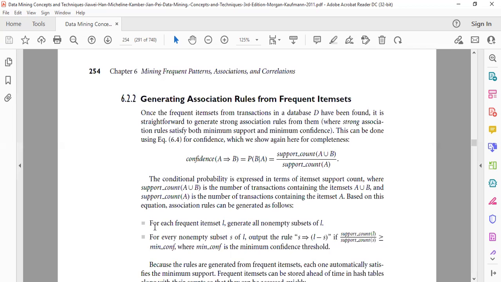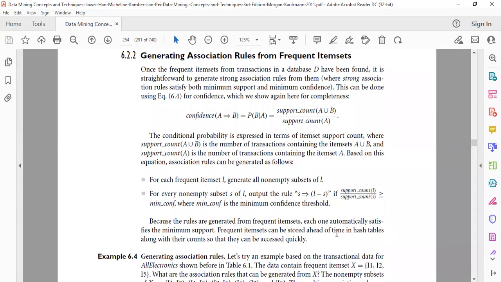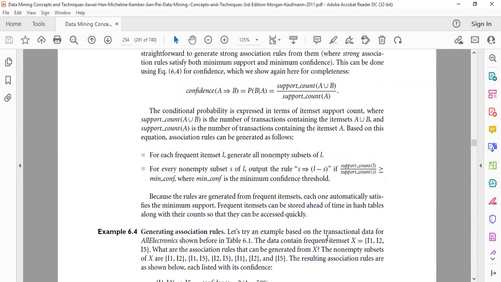In the first step, for each frequent item set L, we generate all non-empty subsets of L. And from all non-empty subsets S of L, we output the rule in the form of S arrow L minus S. So S means the non-empty subset S and L is the entire set. This rule is a strong rule if the confidence is greater than the minimum confidence. So we just check for the confidence threshold in forming the association rules.